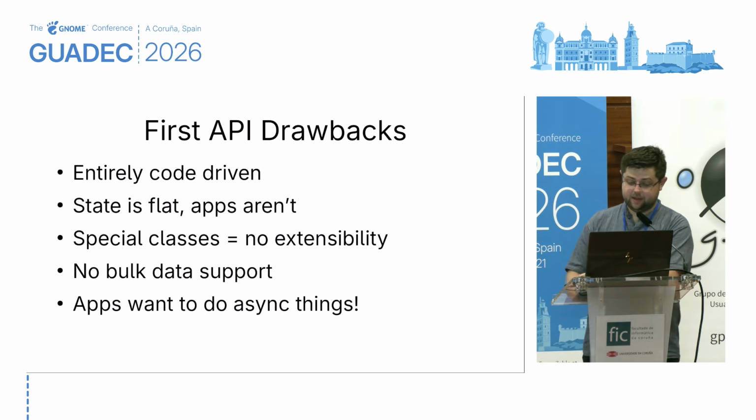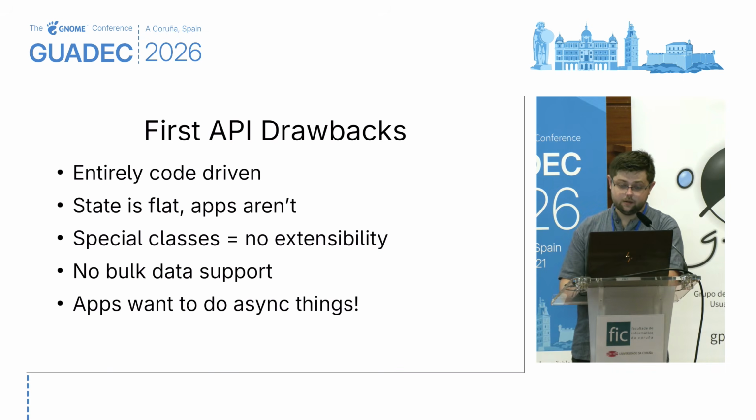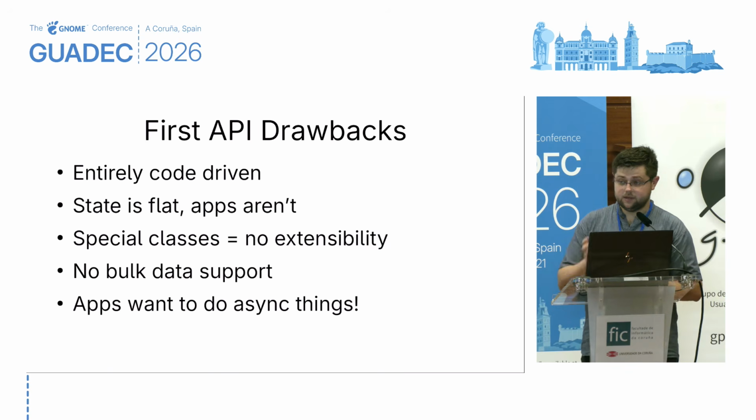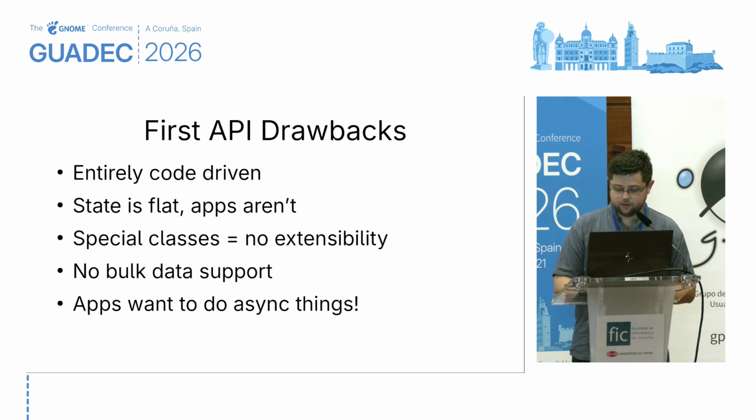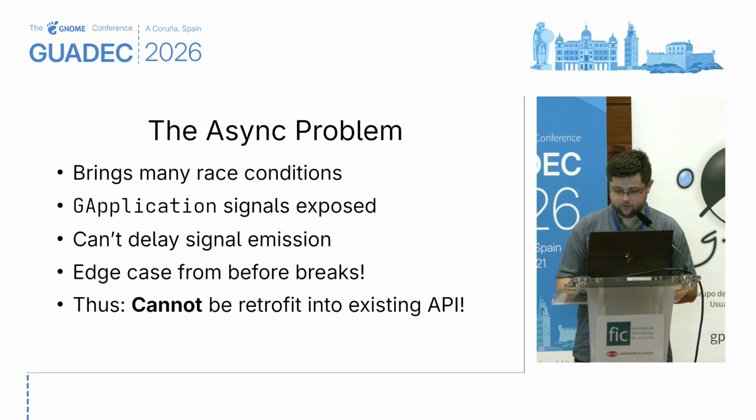And then the biggest drawback is that apps want to do asynchronous things. For example, back to this GNOME Text Editor example, when you save the text document to disk, that's an asynchronous operation. It may be a very large file, the disk may be slow. We don't want to hang the app while we serialize everything. So we want this to be async. However, the API is fully sync, so you can't do that. And this async problem is what ended up killing the first API.